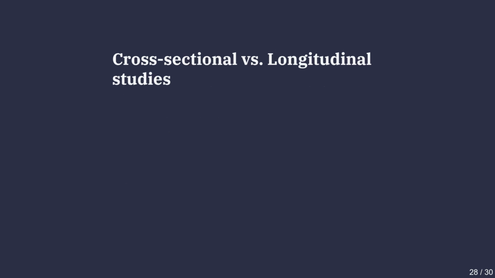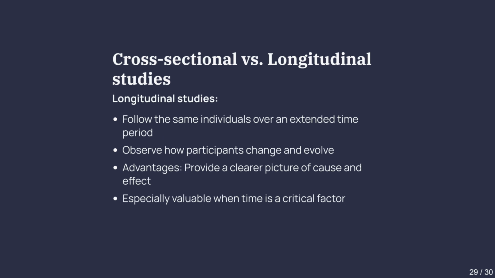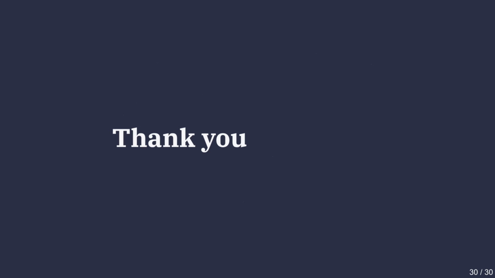Finally, study designs can either be cross-sectional or longitudinal in nature. Cross-sectional studies look at a snapshot, like comparing people of different ages at a certain point in time. Longitudinal studies, on the other hand, follow the same individuals over time to see how they change. Cross-sectional studies are faster and easier, but longitudinal studies give us a clear picture of cause and effect, especially when time is a factor.